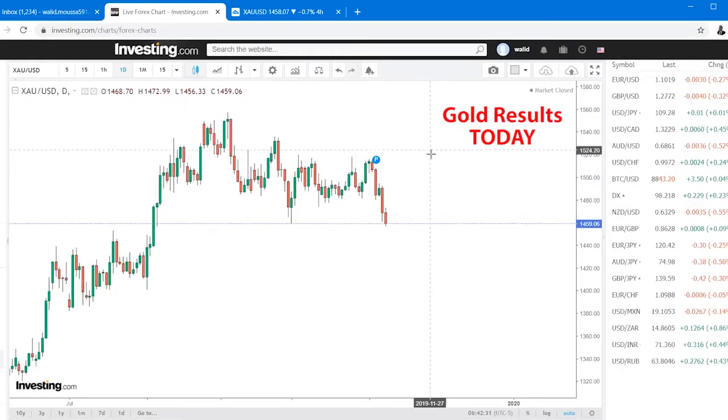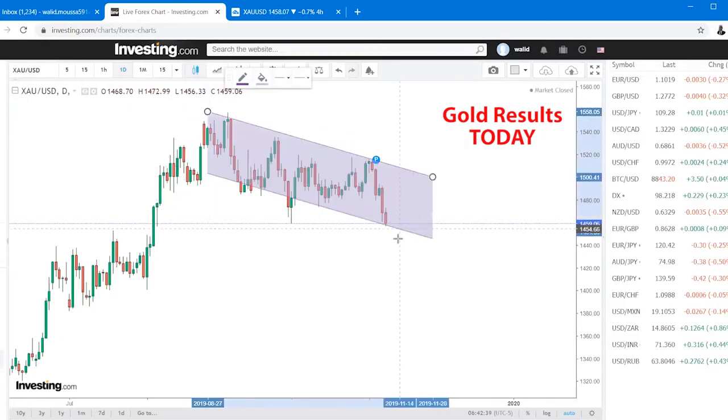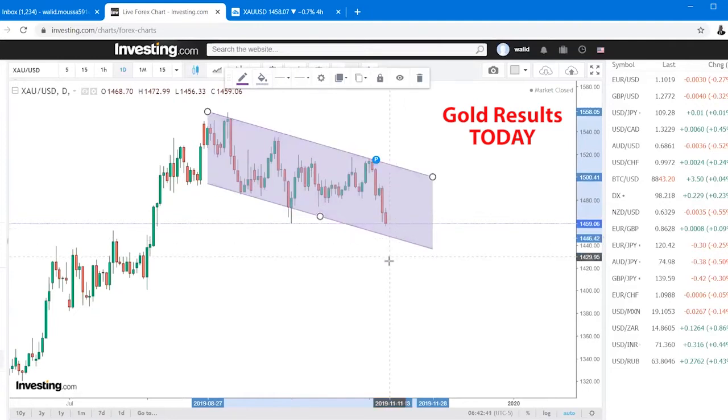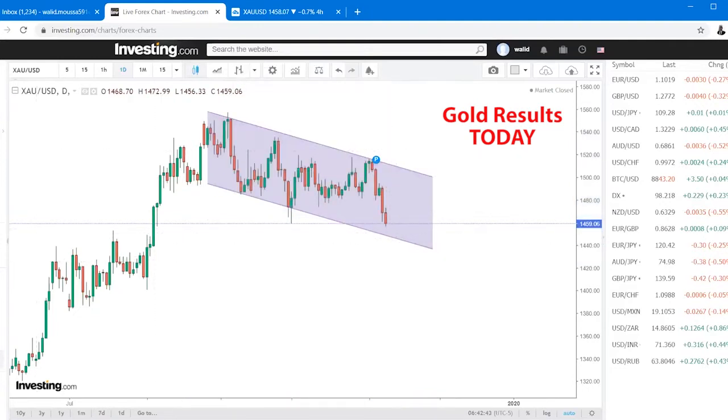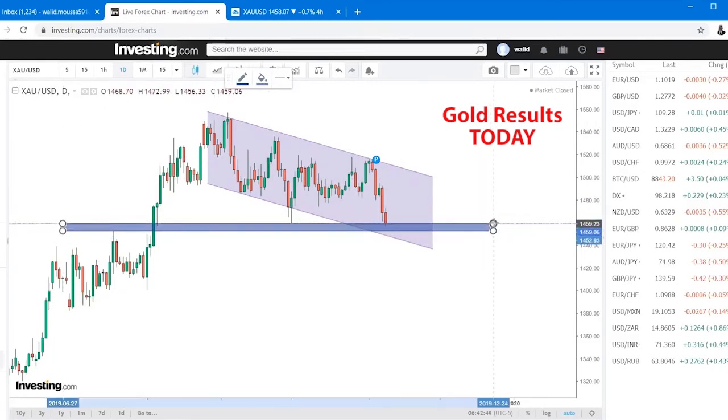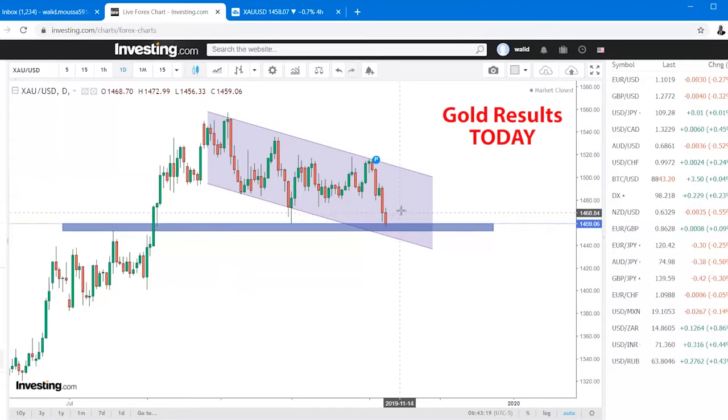So as expected, gold fell heavily in the past week. And if we check the channel, we're now about to test the bottom of the channel. And as expected, we hit the first target, which was the support level 1460. And exactly we hit this target. And approximately gold fell $50 an ounce.